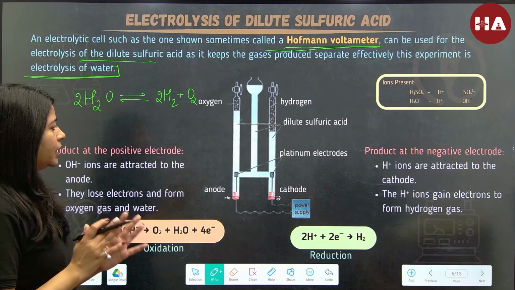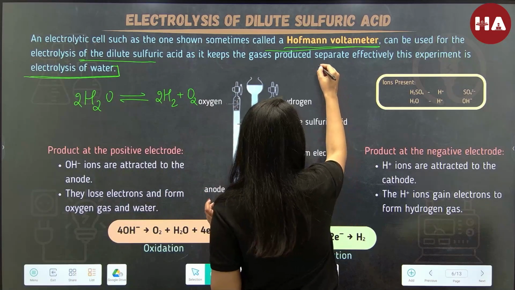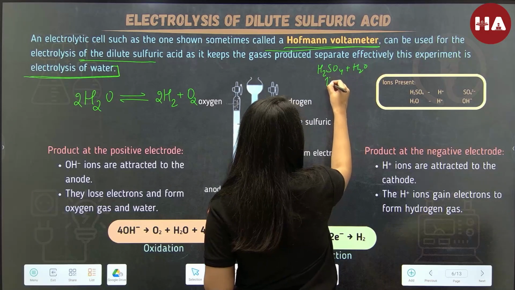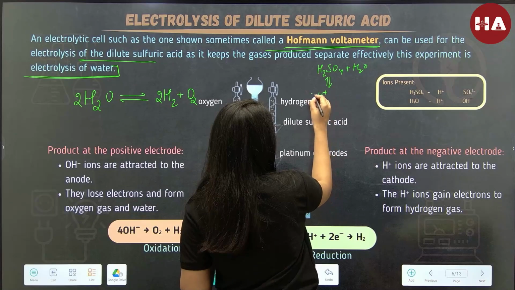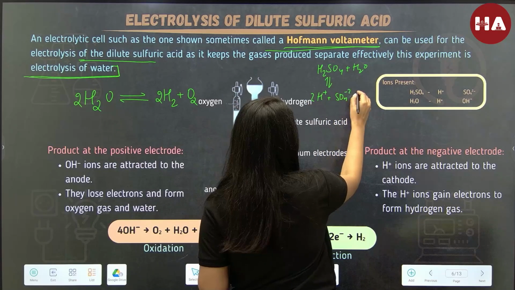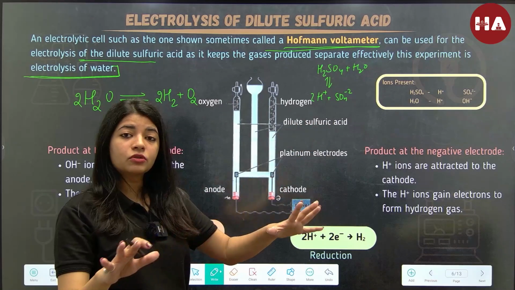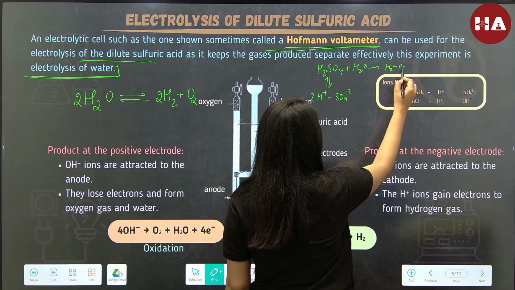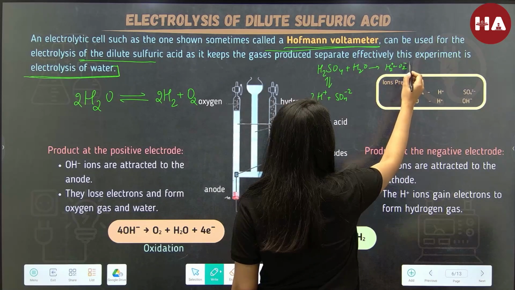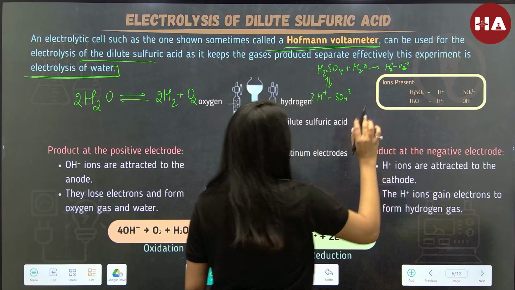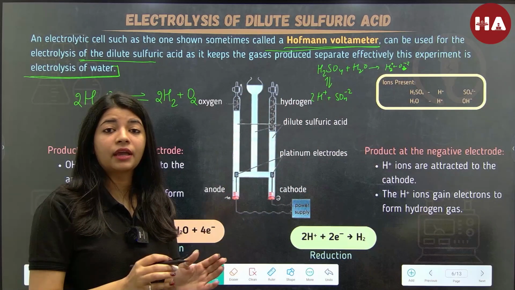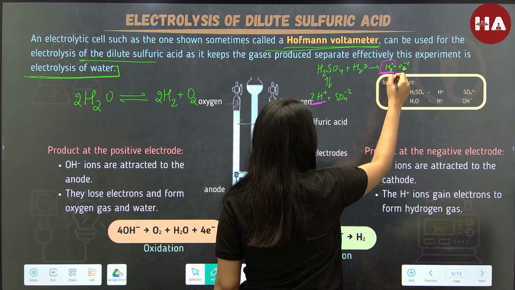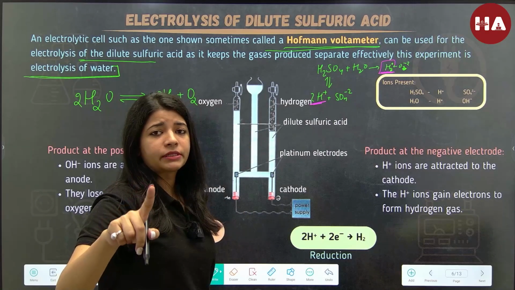Now, let's check what is really happening. We are adding H2SO4 in water. H2SO4 will break down into its ions as H plus and SO4 minus 2. These are the ions it will produce if it dissociates into its ions. And for water, H2 and O2 will be produced. Now, what all cations can we see here? Cations are nothing but positively charged. So we can see H plus, which is common. So only one type of cation will be present, which is H plus.